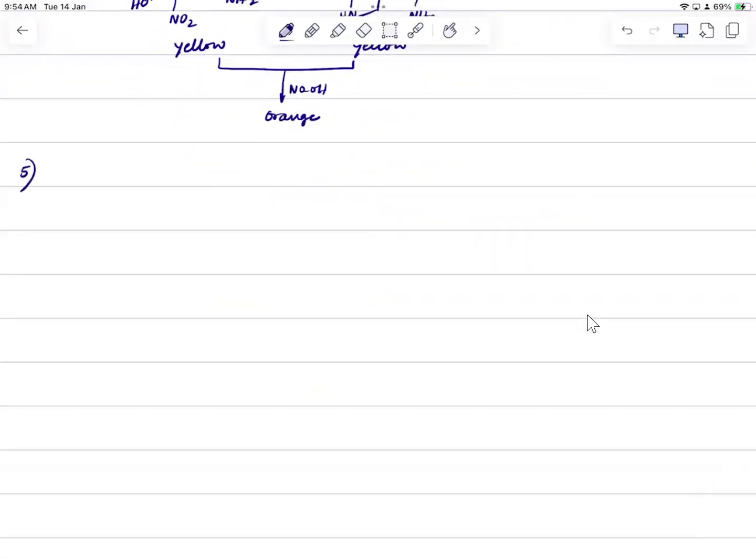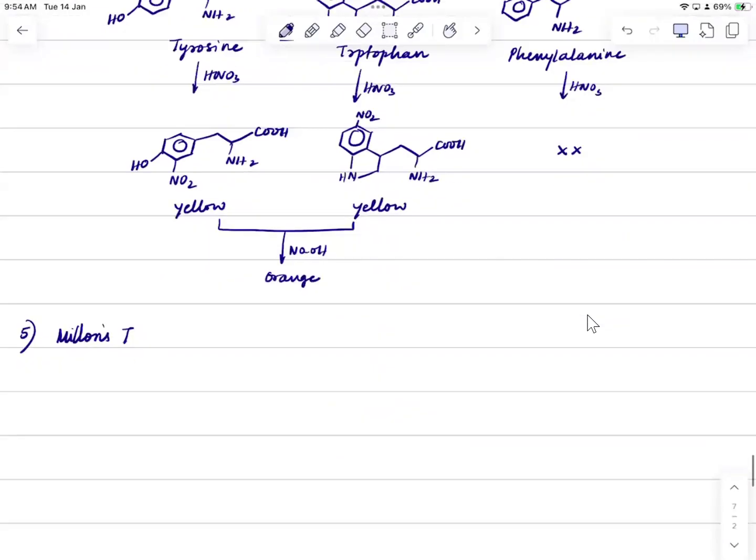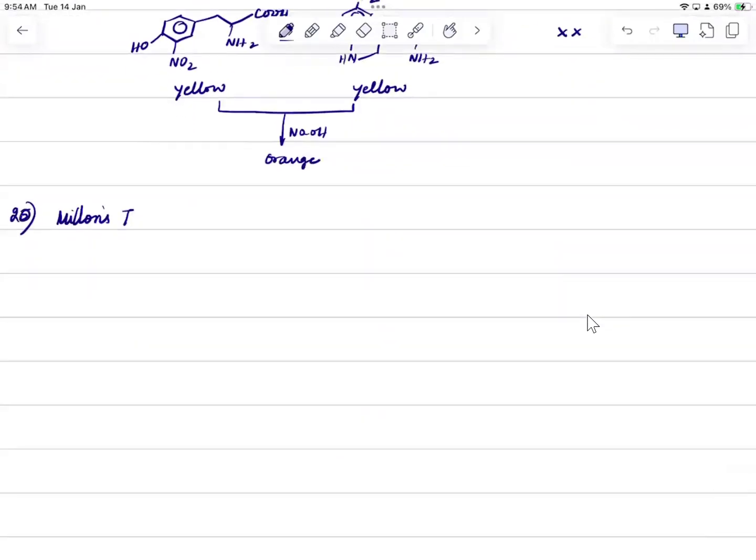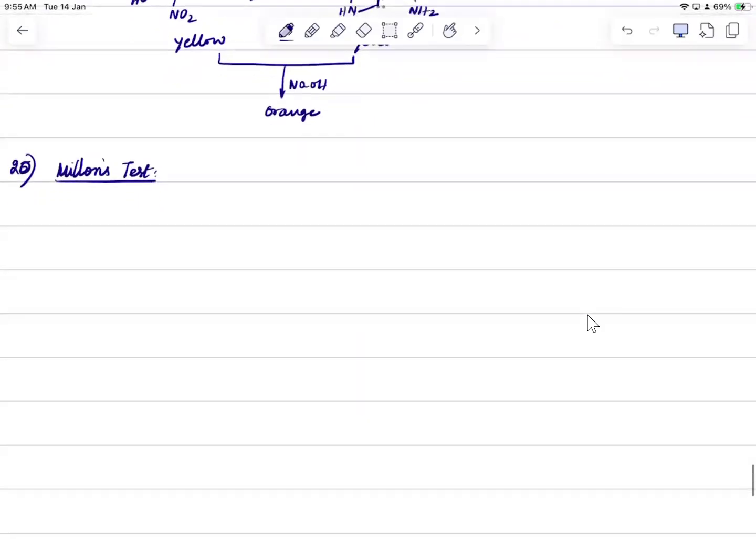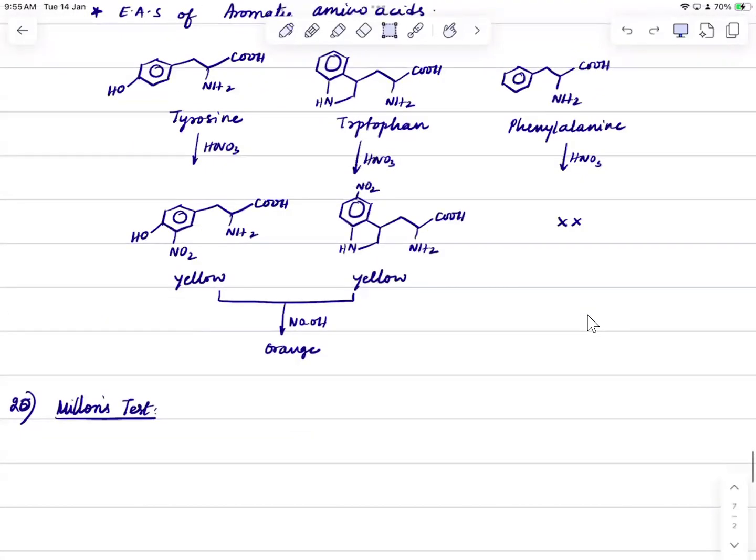Fifth one is Millon's test. In this case, it is test number 20. Millon's test is the one which is again specifically used for tyrosine. It's mainly for tyrosine. So the reaction is like this. Sorry, we already made a structure. Let me just copy.